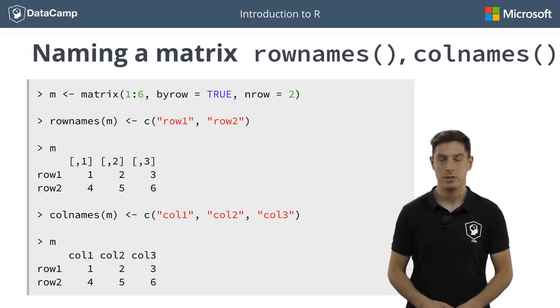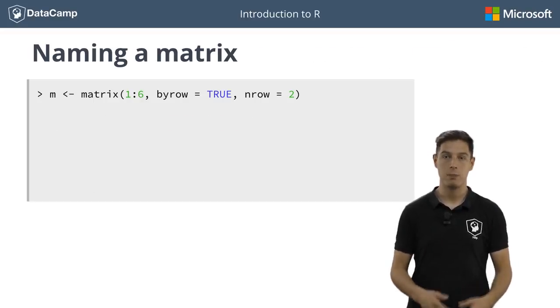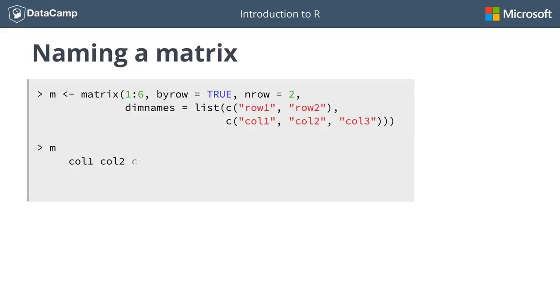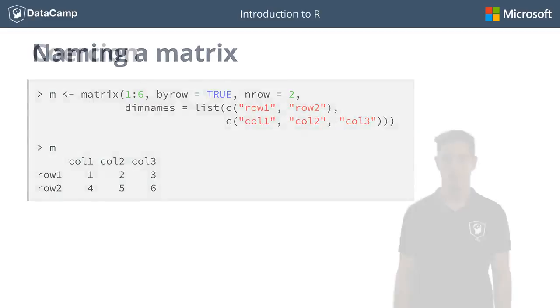Just as with vectors, there are also one-liner ways of naming matrices while you're building them. You use the dimnames argument of the matrix function for this. Check this out. You need to specify a list which has a vector of row names as the first element and a vector of column names as the second element. Don't panic if you've never seen this list function before. You'll learn all about that later on.